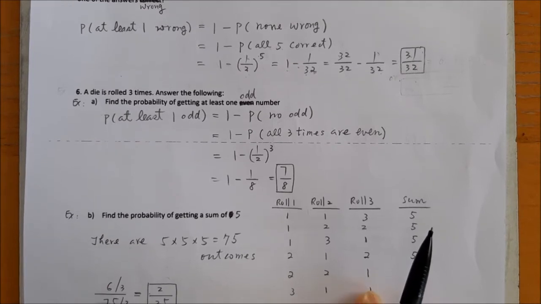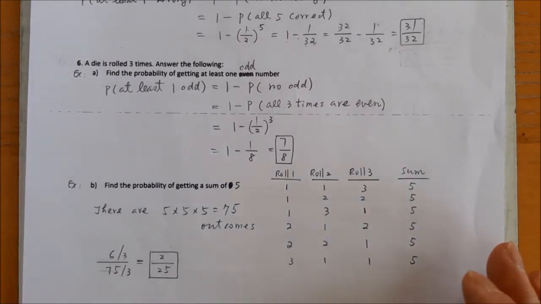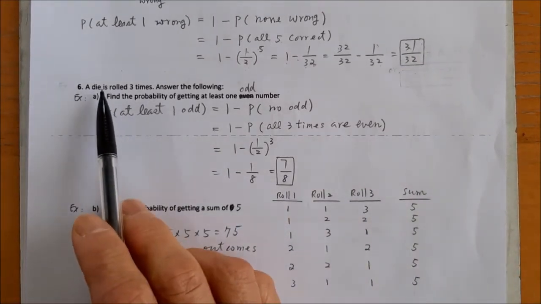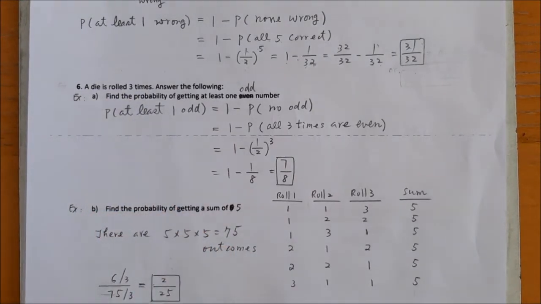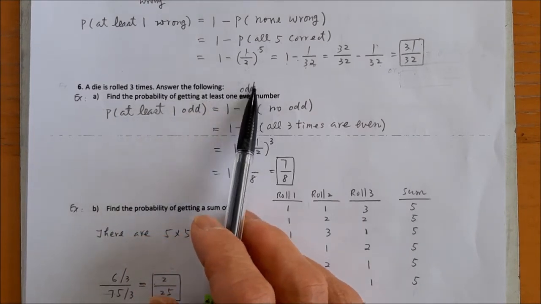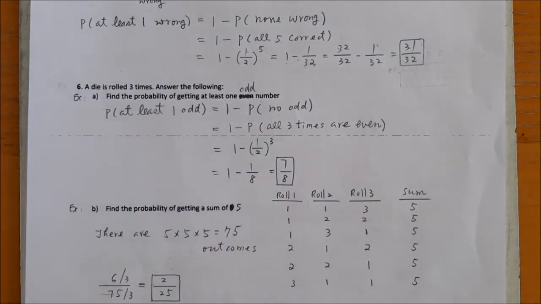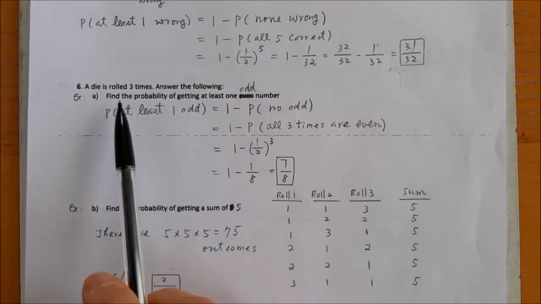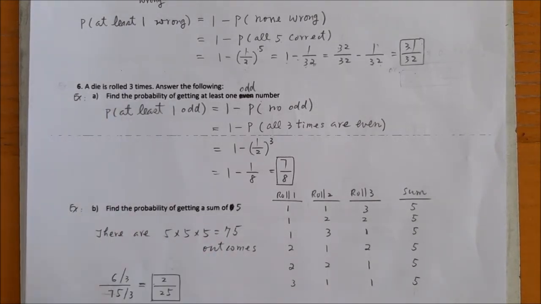The next question is a die is rolled 3 times, and answer the following. A, find the probability of getting at least one odd number. At least one odd number. So roll the die 3 times. A die has 6 faces, has 6 numbers.